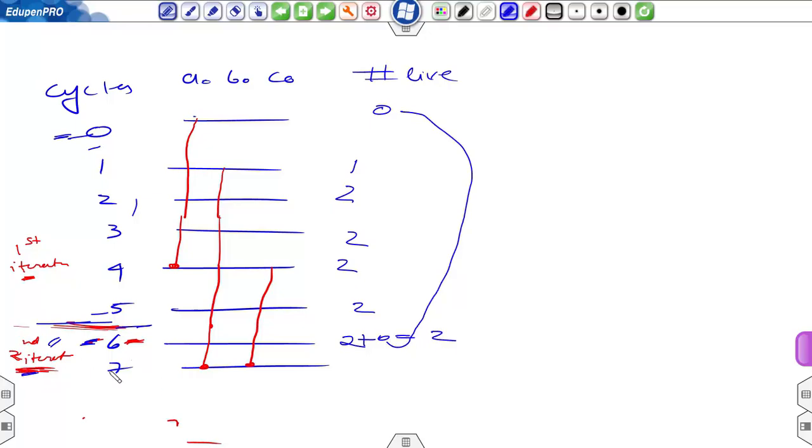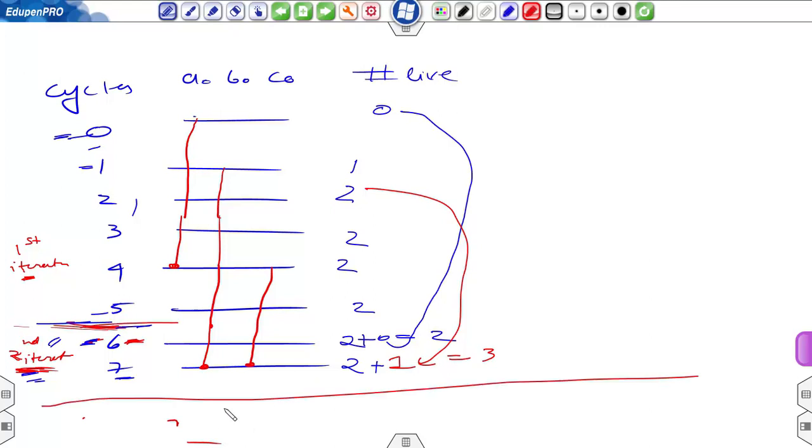Now for the 7th cycle, live variables is 2. This is the second cycle of the second iteration, so refer to the second cycle of the first iteration. The number of live variables is 1, so you add 1 to this, and the answer is 3. So this is how you calculate the lifetimes of variables of a DSP program by considering their periodic nature.